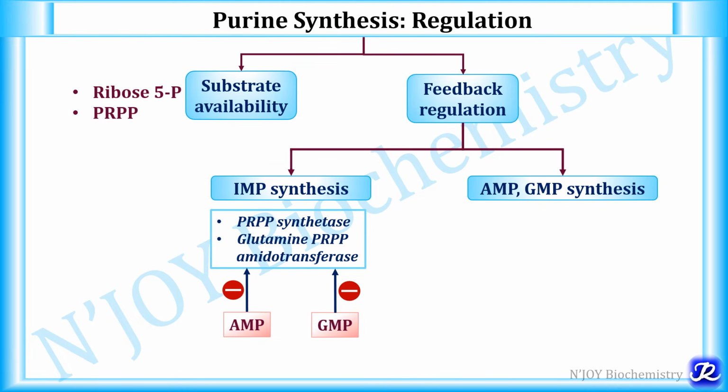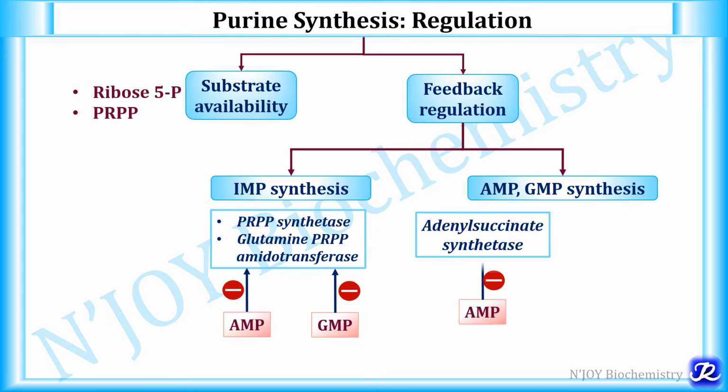Then the regulation also occurs at the AMP and GMP synthesis level, and adenyl succinate synthetase is the enzyme involved in the AMP synthesis. So AMP is the feedback inhibitor of this adenyl succinate synthetase, and IMP dehydrogenase is the enzyme of GMP synthesis. So GMP is the inhibitor of this IMP dehydrogenase.